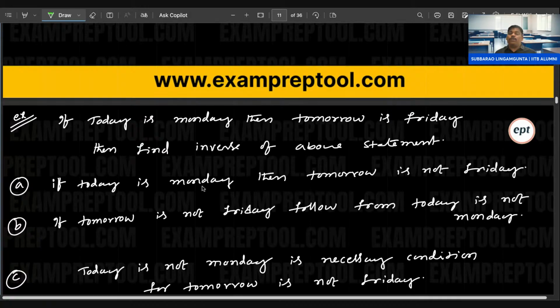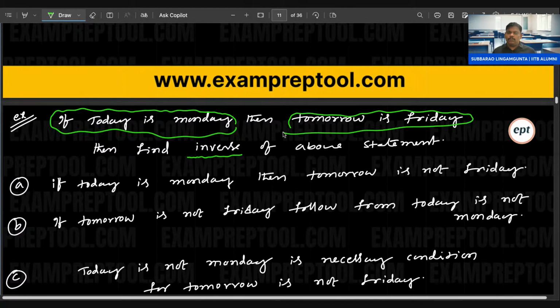So for the given statement, find the inverse. If today is Monday, then tomorrow is Friday. Just keep whatever name you like. Assume it is A, assume it is B. So it's going to be A implies B. Then for this one, inverse. Inverse means now you have to keep negation on both. Negation A implies negation B.